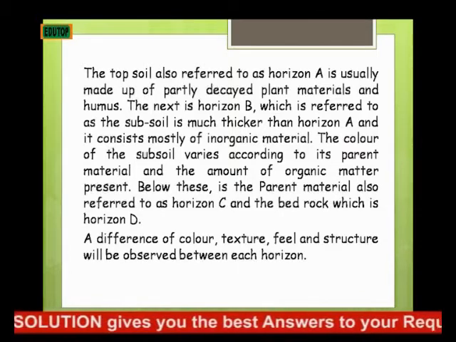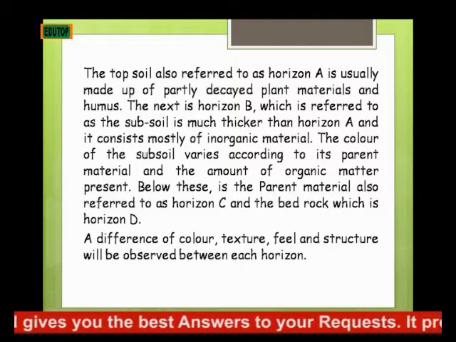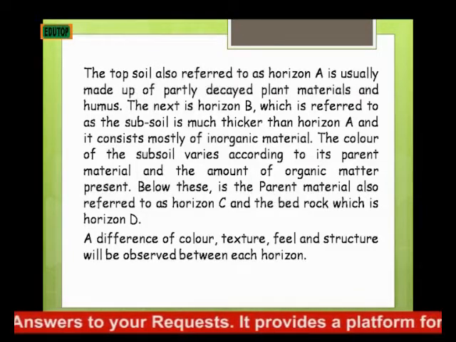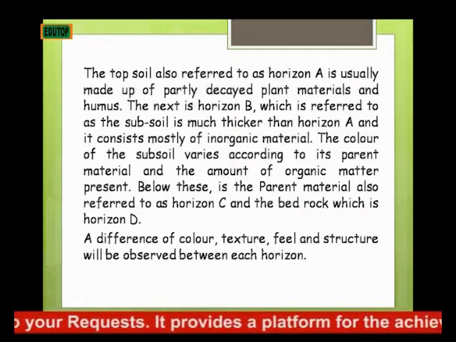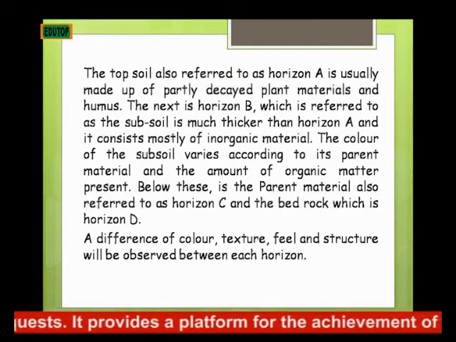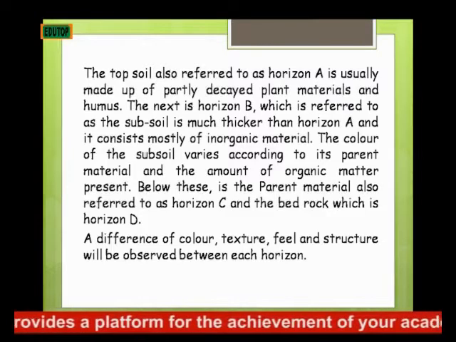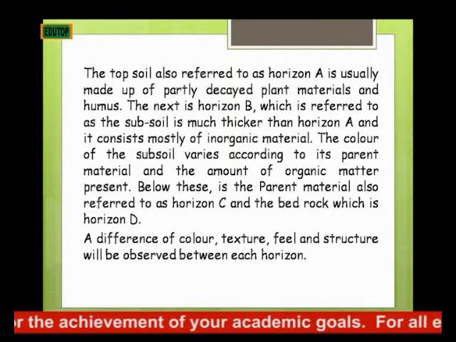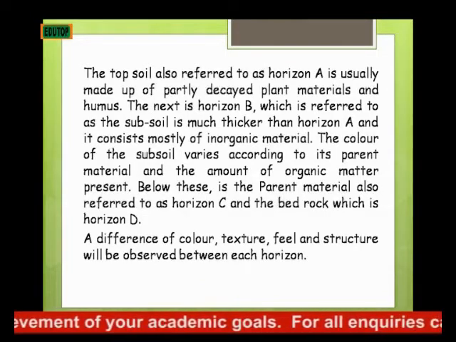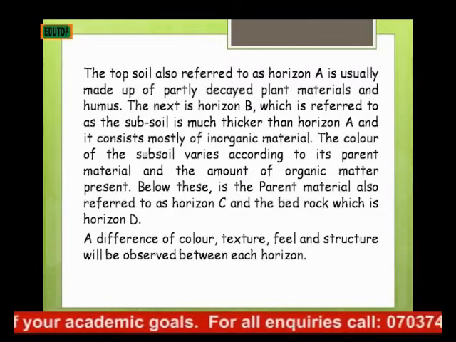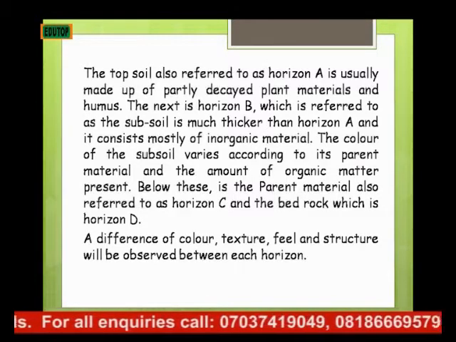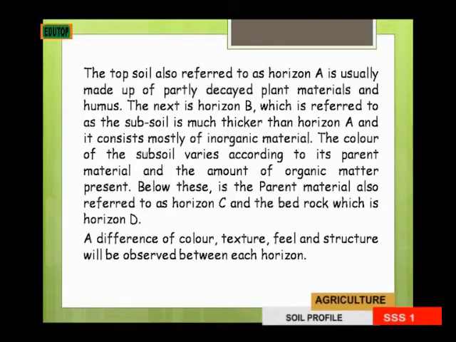Below this is the parent material, which is also referred to as horizon C, and below horizon C, just as you can see here, is horizon D, which is also referred to as the bedrock. A difference of color, texture, feel and structure will be observed between each horizon. That is, between horizon A and B, there is a variation in the texture, the color and the structure, and likewise between B and C, and between C and D.